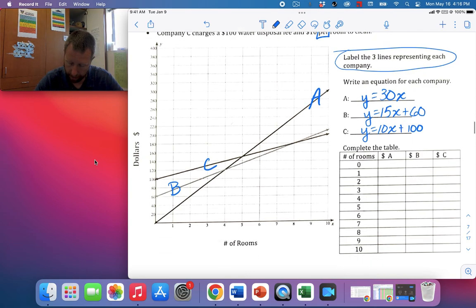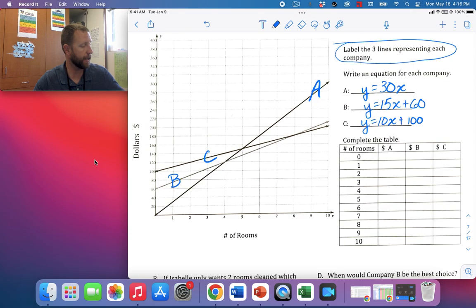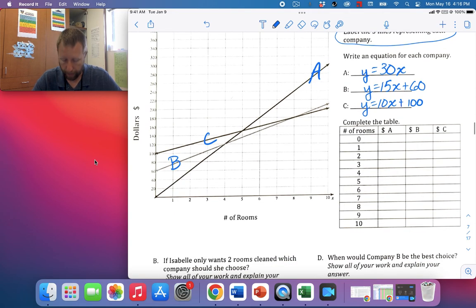The next thing I'm going to do is go ahead and start filling out the table. This is a good reminder: from a table, if x equals 0, the y value is the y-intercept. So I know the y-intercept for all 3 companies, and they have where x equals 0 here. For company A, we said the y-intercept was 0. For company B, we said it was 60. And for company C, we said it was 100.